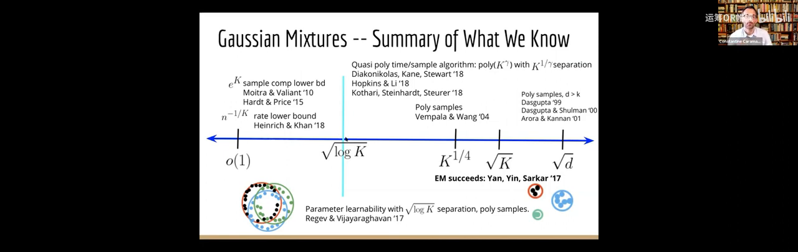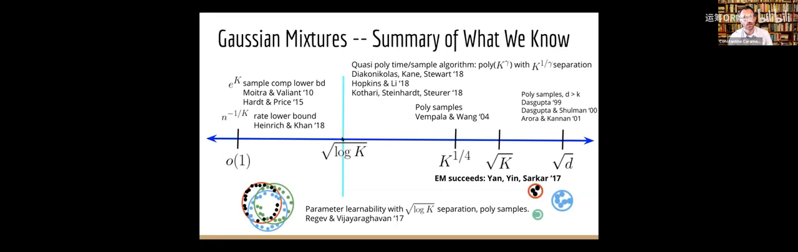But those aren't going to help us in terms of the computational complexity down to this limit. And in fact, if we are really interested in sample complexity, they're not going to help us anywhere here. Because if I have kd samples, Yan, Yin, and Sarkar tell us that that's enough to initialize, and therefore we can run EM if we have this much separation.